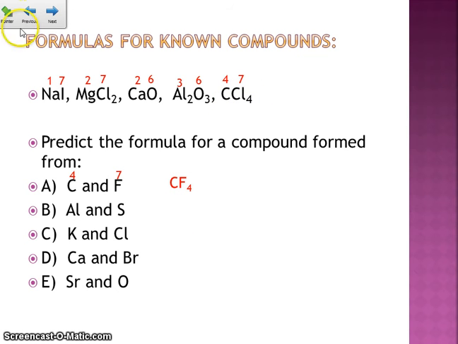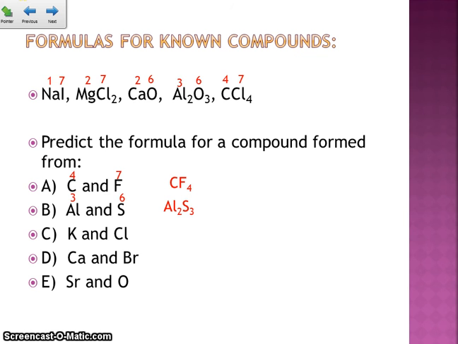We can do the same thing for aluminum and sulfur. So aluminum is from group 3, sulfur is from group 6. We look up here, which one does it match with this time? You should have said this one here, aluminum oxide. Now for the ratios here, it's 2 and 3. So again, it will match up here. You'll have 2 aluminum and 3 sulfur. You can see that those match, 2 and 3, 2 and 3.